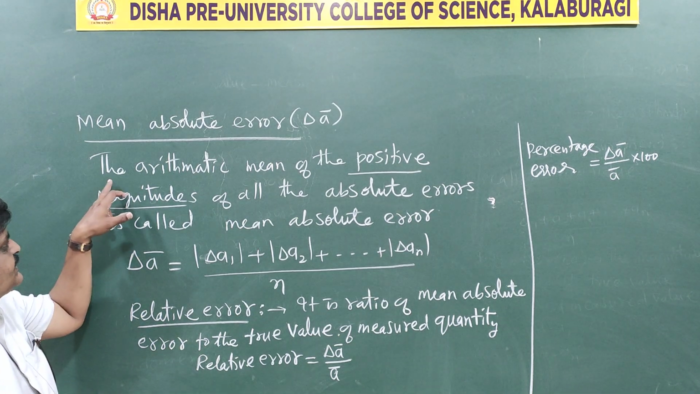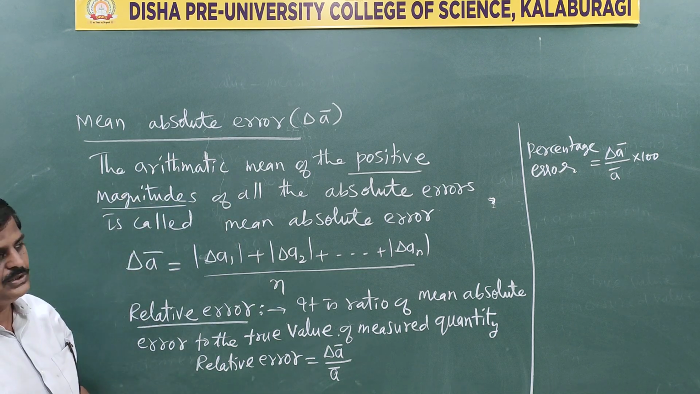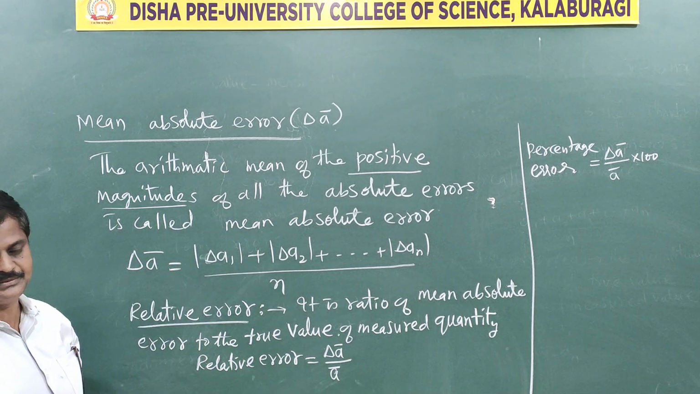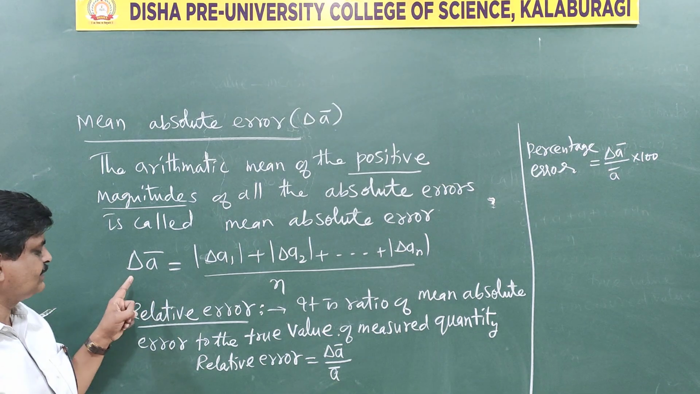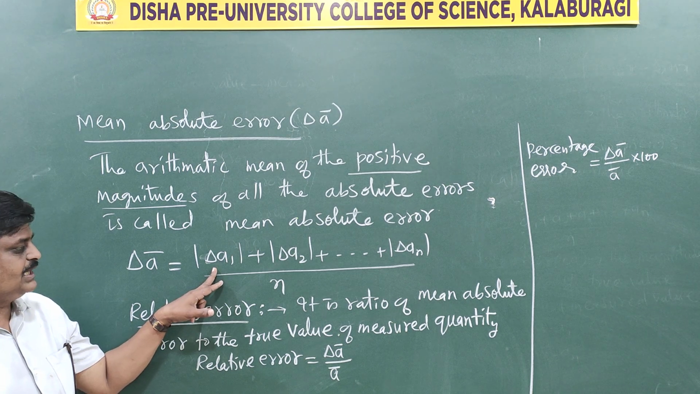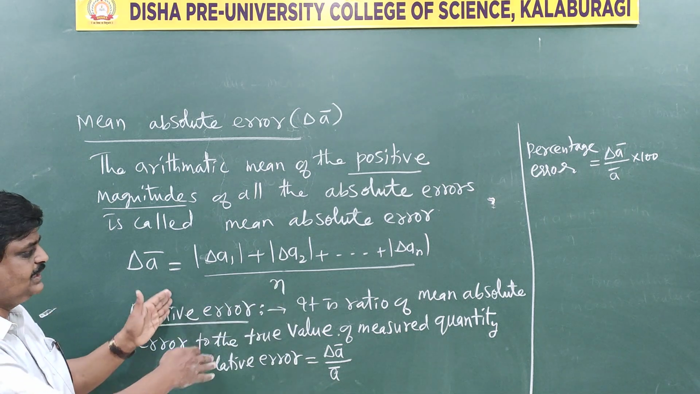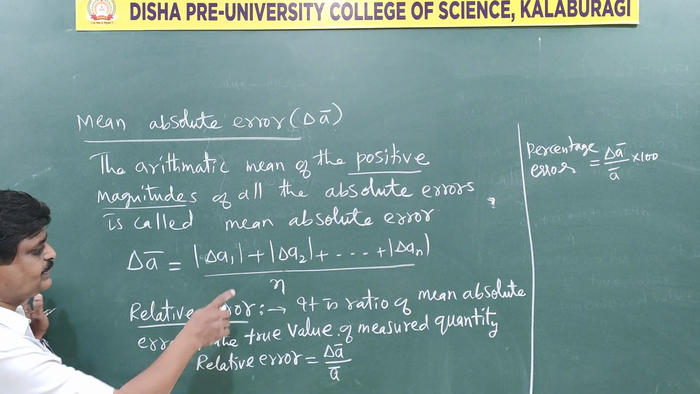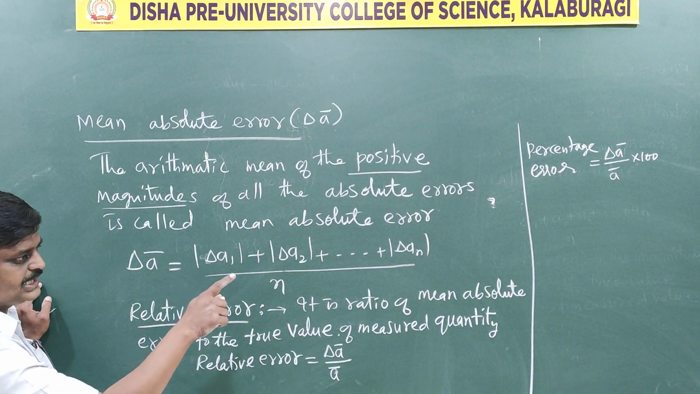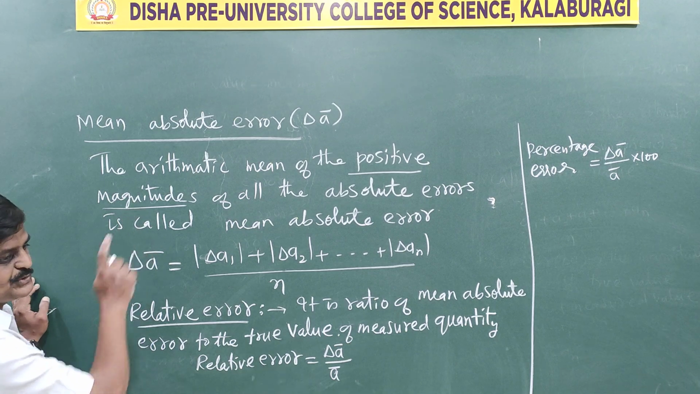One more time, what is the mean absolute error? The arithmetic mean of all positive magnitudes of absolute errors is called the mean absolute error. The notation is delta A bar. Here we have the absolute error of the first trial, the absolute error of the second trial, and so on, but we took the magnitudes. While taking the arithmetic mean, the absolute errors are mentioned n times, divided by n. This will give you the arithmetic mean of absolute error.